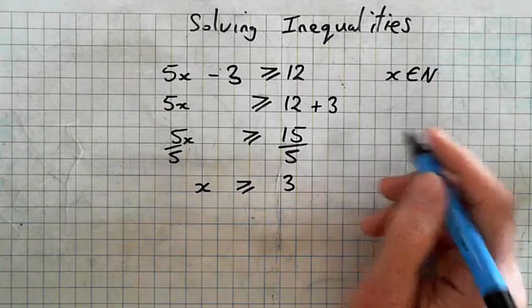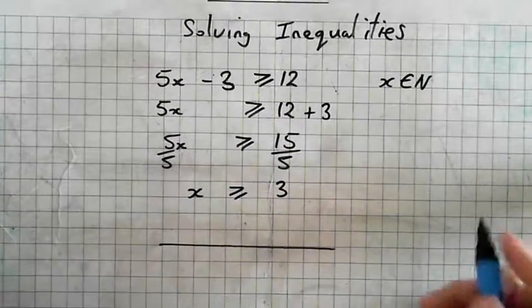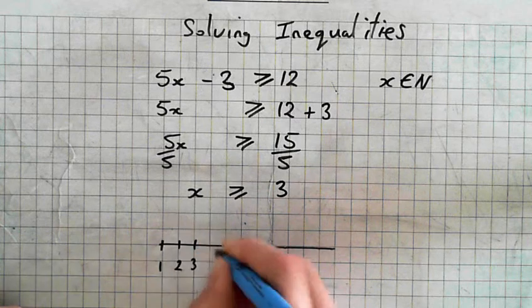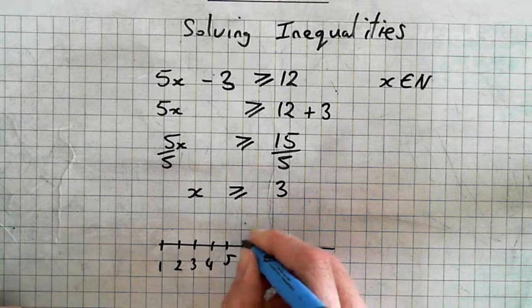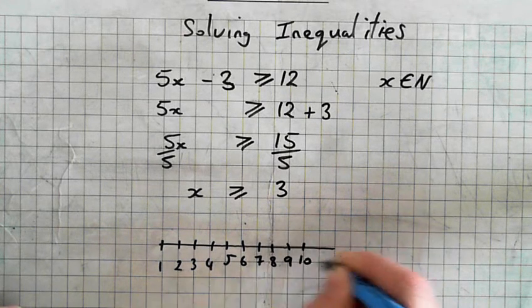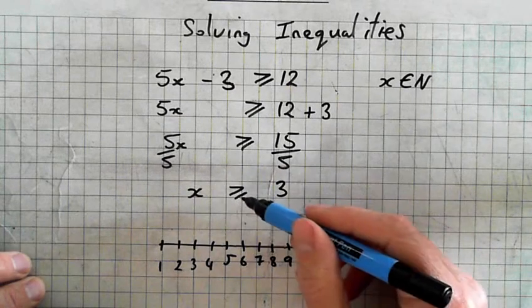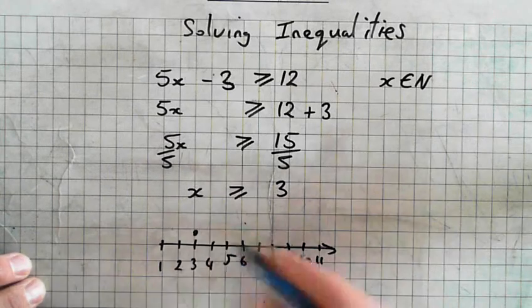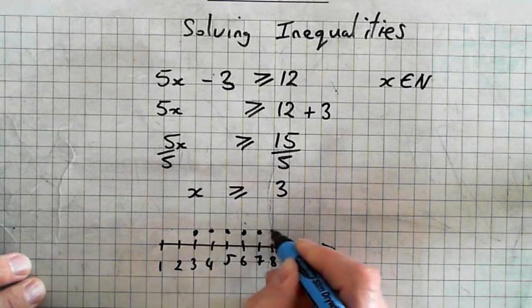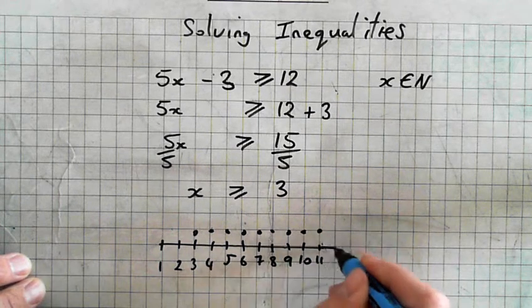Now the answer is drawn on, and you can show the answers on a number line. They're natural numbers, so 1, 2, 3, 4, 5, 6, 7, 8, 9, 10, and the arrow goes that way, 11. So the answers are equal to 3, dot there, and they're greater than 3. So they're the answers shown on a number line, and there's the greater than sign right there.